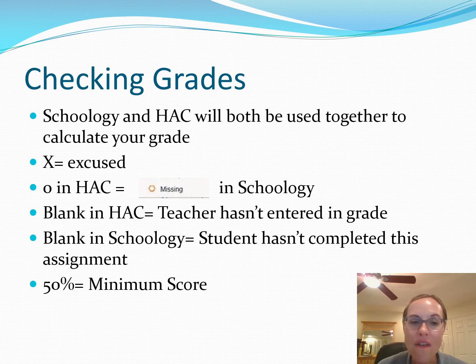If you ever see a zero in the grade book in Family and Consumer Science, that means that is a missing assignment. If the assignment is missing, they can turn it in up until the very last day of the course. If you look in Schoology, you'll see that little orange hexagon that says missing. But if you see a zero in Hack, the conversation that you should be having with your child is, why didn't you turn that in? Or maybe they did it and just forgot to turn it in. So if it's a zero, it can be made up.